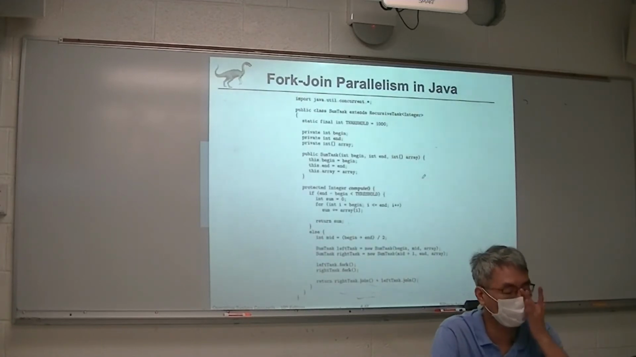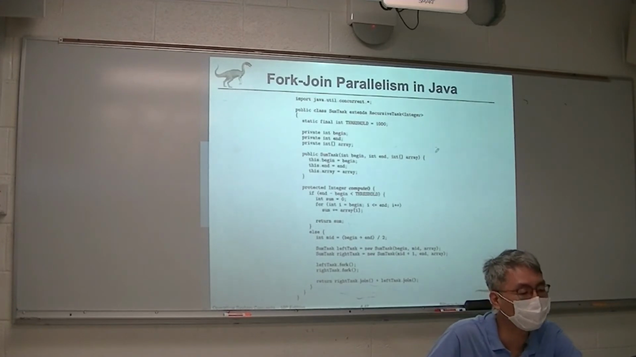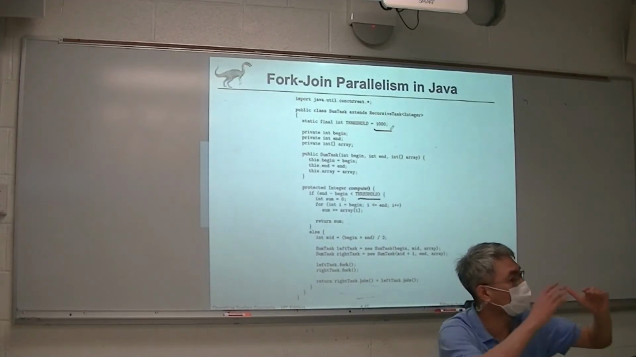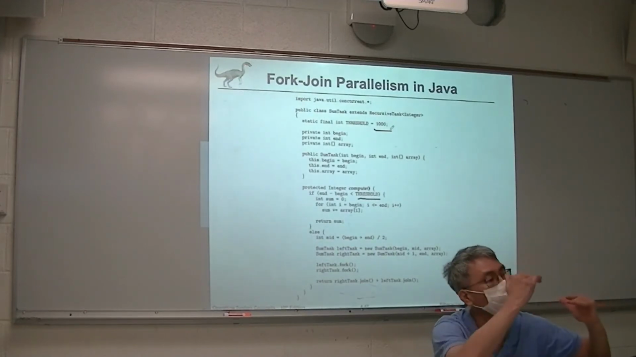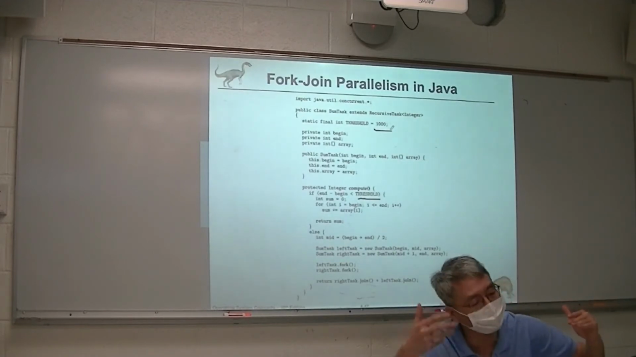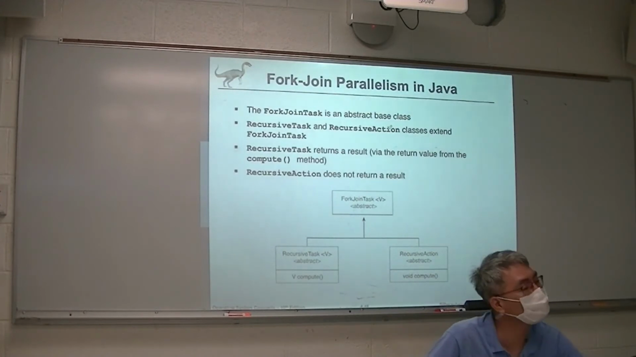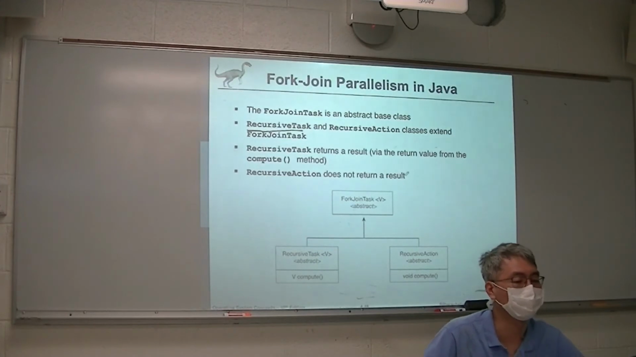So this is the example of fork join parallelism in Java. You can see the threshold value, in this case, for example, 1,000. Until it is less than 1,000, it will divide the job, fork, and create a new thread like that. The fork join is basically based on recursive programming. So actually, Java uses a recursive class.